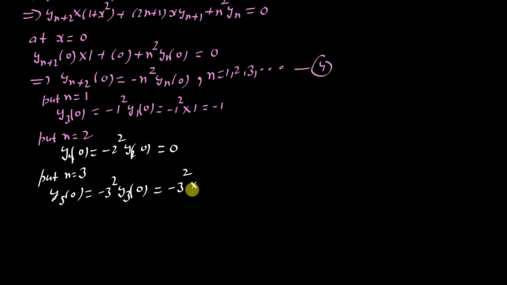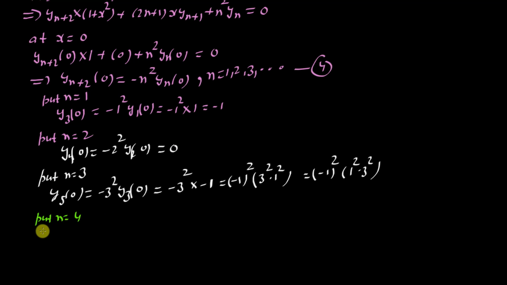Minus 1 whole square into 3 square, 1 square is equal to minus 1 square, 1 square dot 3 square. Fine. Now put n is equal to 4.